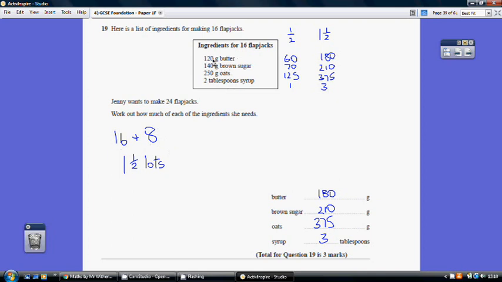So this is obviously how much we need for 16. As I said, this is a whole lot. So half a lot is going to be half of each of these ingredients. So this column here is how much we need for that extra 8 flapjacks. So let's halve each of these numbers. So 60, 70, 125 and 1. So this is 1 lot, this is half a lot.